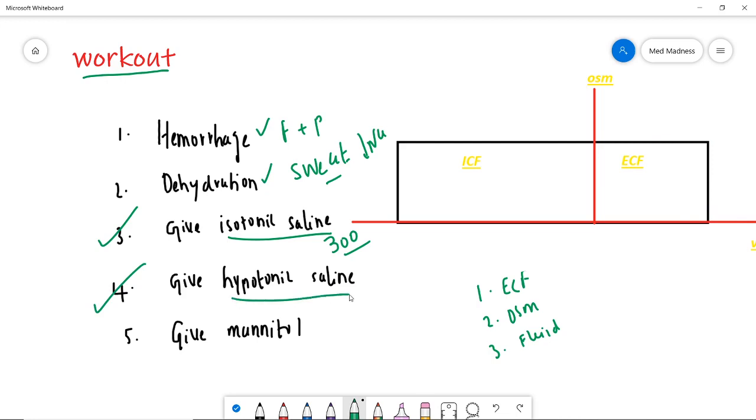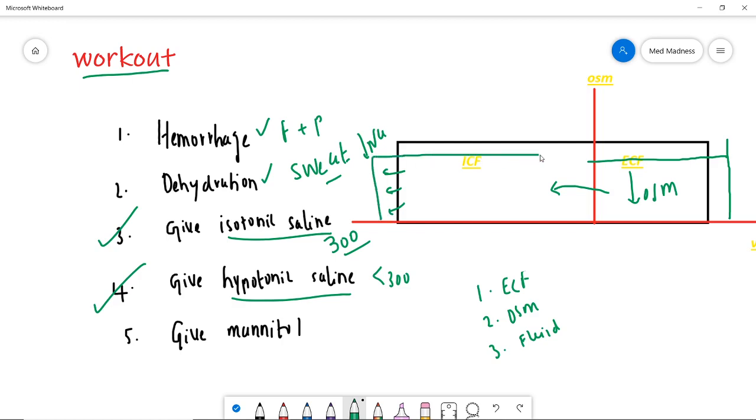You are giving hypotonic saline. That is, it is less than 300 milliosmoles. So when you add saline, yes, it increases the ECF volume. Now the osmolarity is decreased. So you have decreased osmolarity here. So the fluid moves from ECF to ICF. So the ICF volume increases. So the graph will be changed like this.